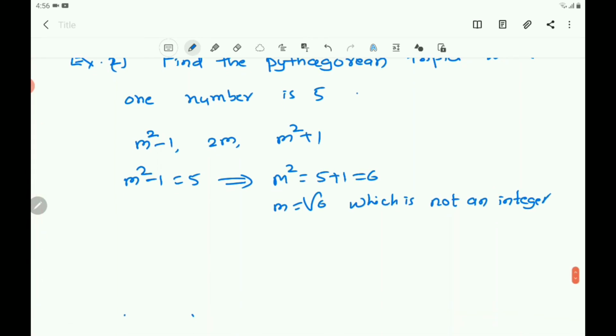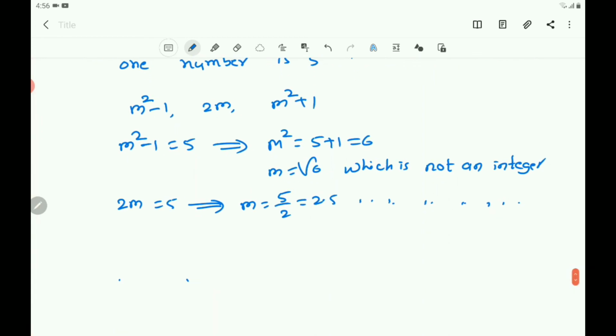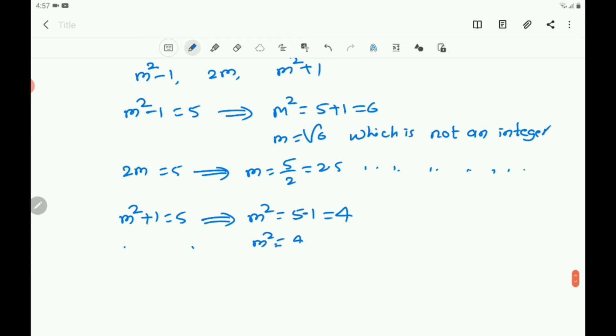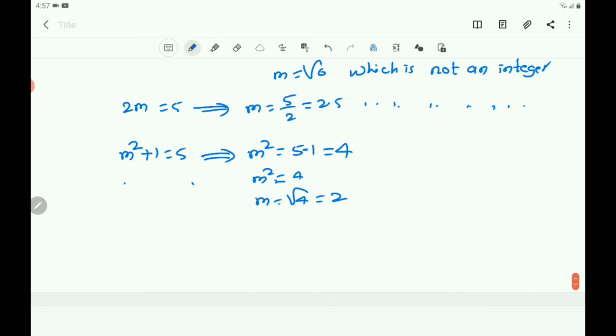Next you take 2m equals 5. That implies m equals 5 by 2, which is 2.5. This is also not an integer. Now you take m square plus 1 equals 5. That implies m square equals 5 minus 1 equals 4. So m equals root 4 equals 2. So we got m equals 2.